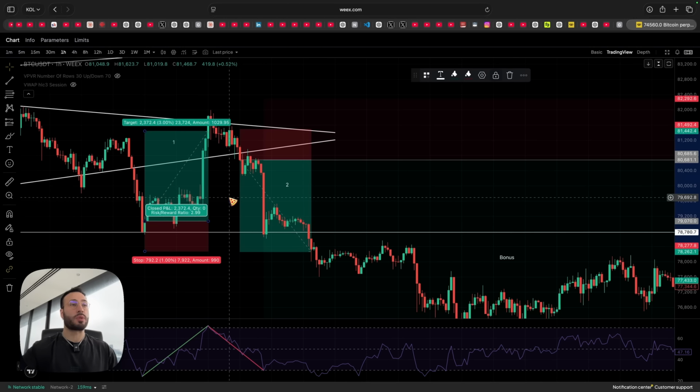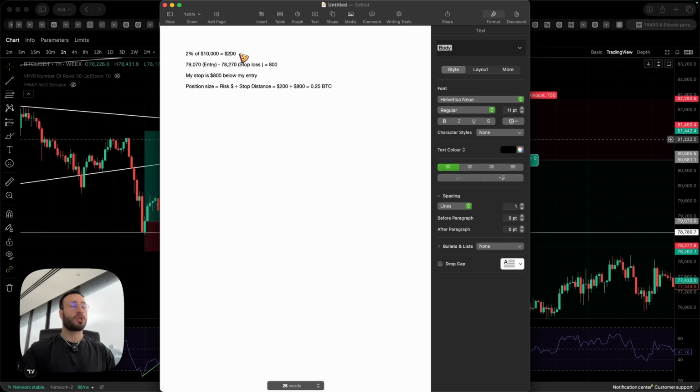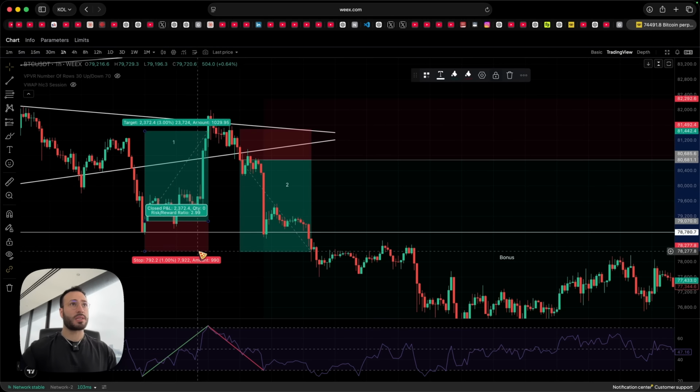Now let me walk you through the position sizing so you understand exactly how to place this trade. I'm risking 2% of $10,000, which equals $200. You can choose anywhere between 1 to 2% depending on your confidence, but I use 2% here to show you the full potential. My stop is $800 below my entry, and that comes from subtracting the stop loss from the entry, which equals $800 in my case. You get the position size by dividing risk by stop distance. In this case, $200 divided by 800 equals 0.25 Bitcoin. If my price hits my stop at 78,270 approximately, I lose exactly $200, not a cent more.